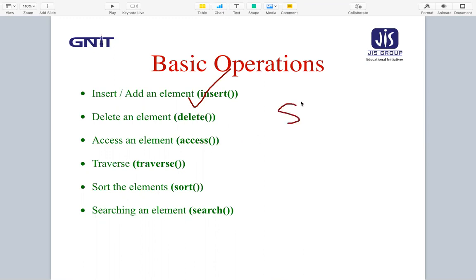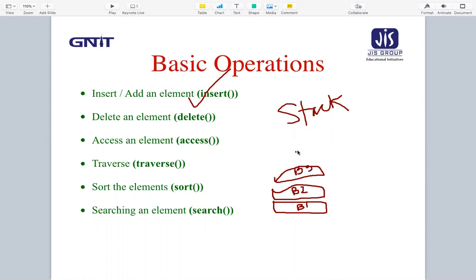Like if I talk about a stack, every one of us uses this very simple data structure called stack every day. And what is the stack? For example, you are keeping your books. So the first book goes at the bottom. The second book goes on top of that. The third book goes on top of that. So this is book one, this is book two, this is book three. If you have some n number of books, the nth book will go at the top.